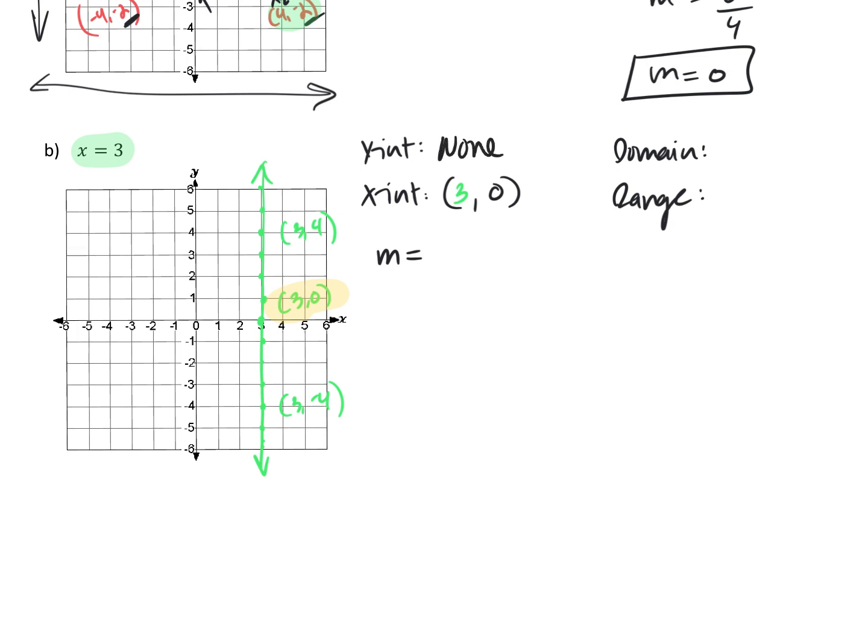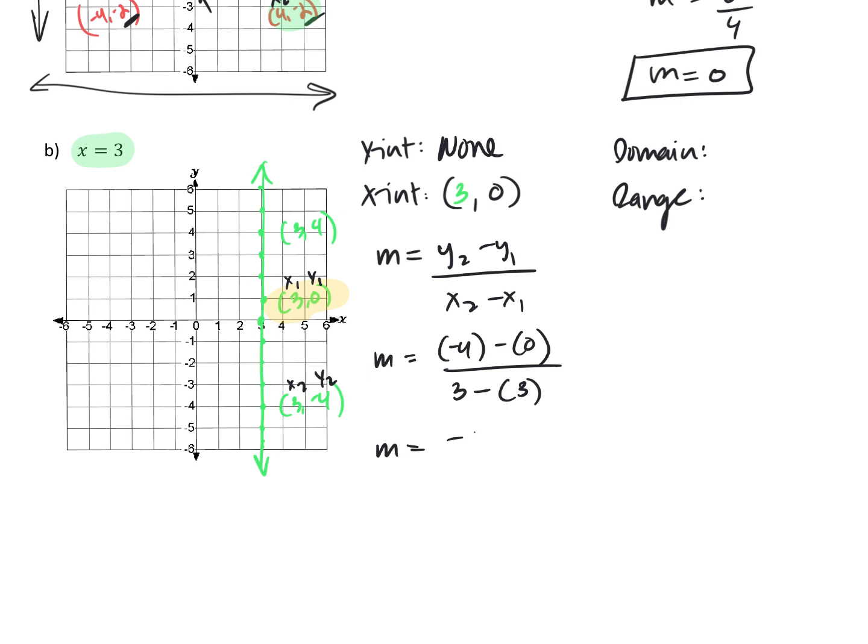And then what would my slope be? Well, let's go ahead and use the slope formula to, again, calculate slope. So I'll let these be my sub 1s, and I'll let these be my sub 2s. Feel free to pause the video and try this out by yourself and see what answer you get. So sub 2, let's see, -4 minus 0 all over 3 minus 3. So m is going to equal -4 over 0. Ooh, what is that? Anything divided by 0 is going to be undefined. So the slope of a vertical line is undefined.